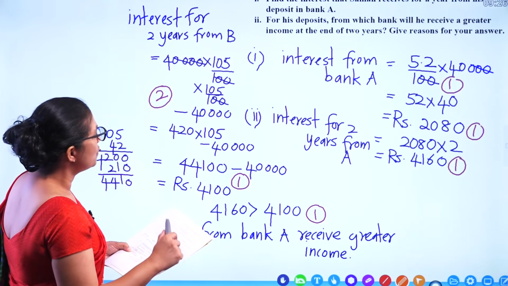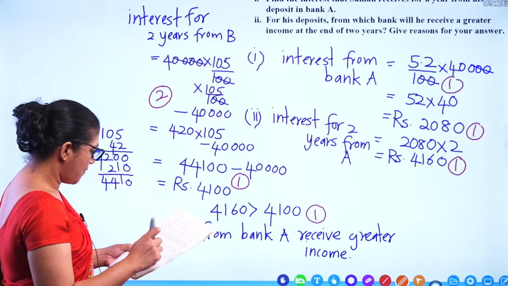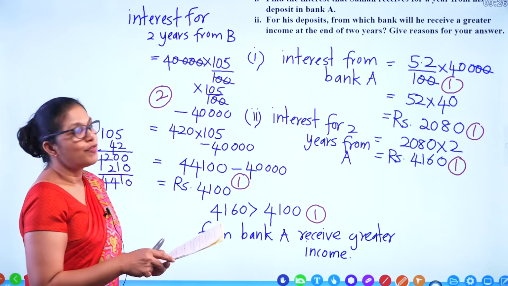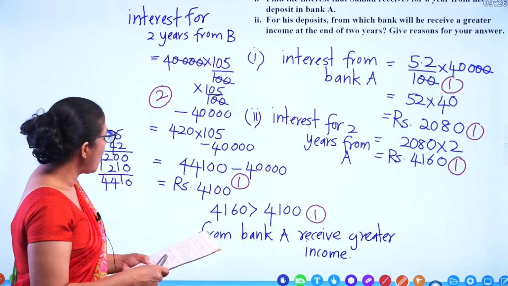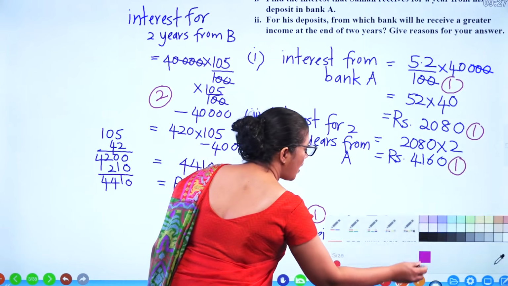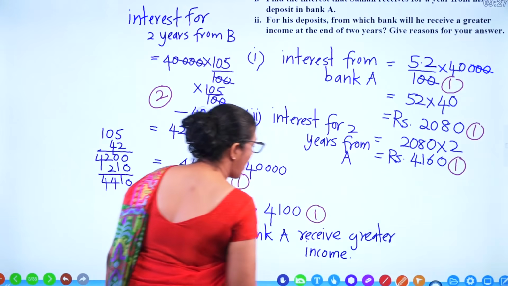So 1, 2, 3, 4, 5, 6, 7. So 7 marks altogether for the first 2 parts. Now we'll see how you can do the second part. Next part, the third part.